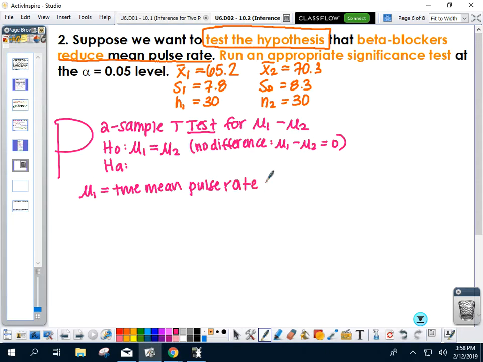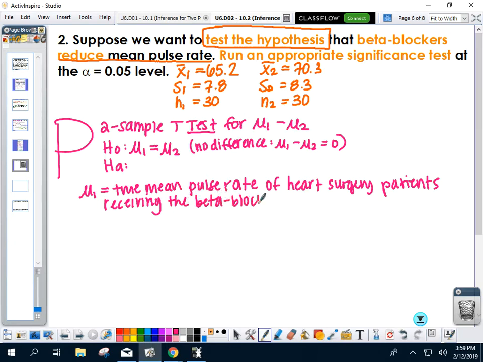Okay, ready. True mean pulse rate of heart surgery patients receiving the beta blocker, and mu2, our Pokemon friend, Mewtwo. I'm just going to put not receiving the beta blocker, since we've already done it on the confidence interval question.